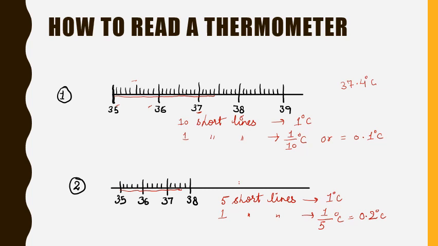So if we have to measure the temperature like this, the mercury level is still here. So it is 37 degree, and after 37, 1, 2 and 3. So 0.2 into 3, 0.6. So we can say it as 37.6 degree Celsius. So the difference lies between the number of short lines between two long lines, and by counting in this way we can measure the temperature accurately.